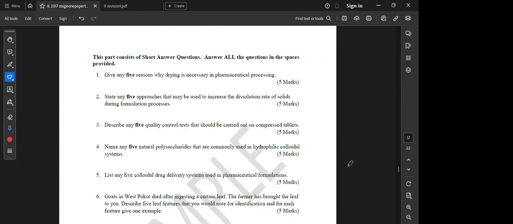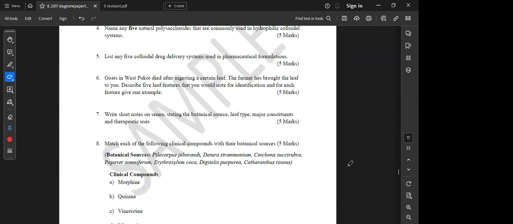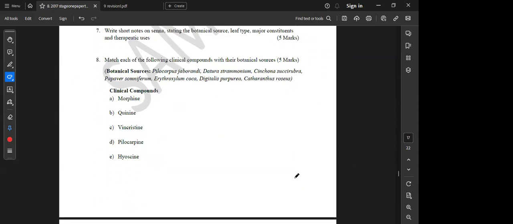And we are done with that paper, unless you want us to do the CQs too. Maybe we can do the matching. Oh, the matching ones. Okay, sure. So match each of the following compounds with a botanical name. Morphine will be Papaver somniferum, I think. I don't know, I'm not sure.